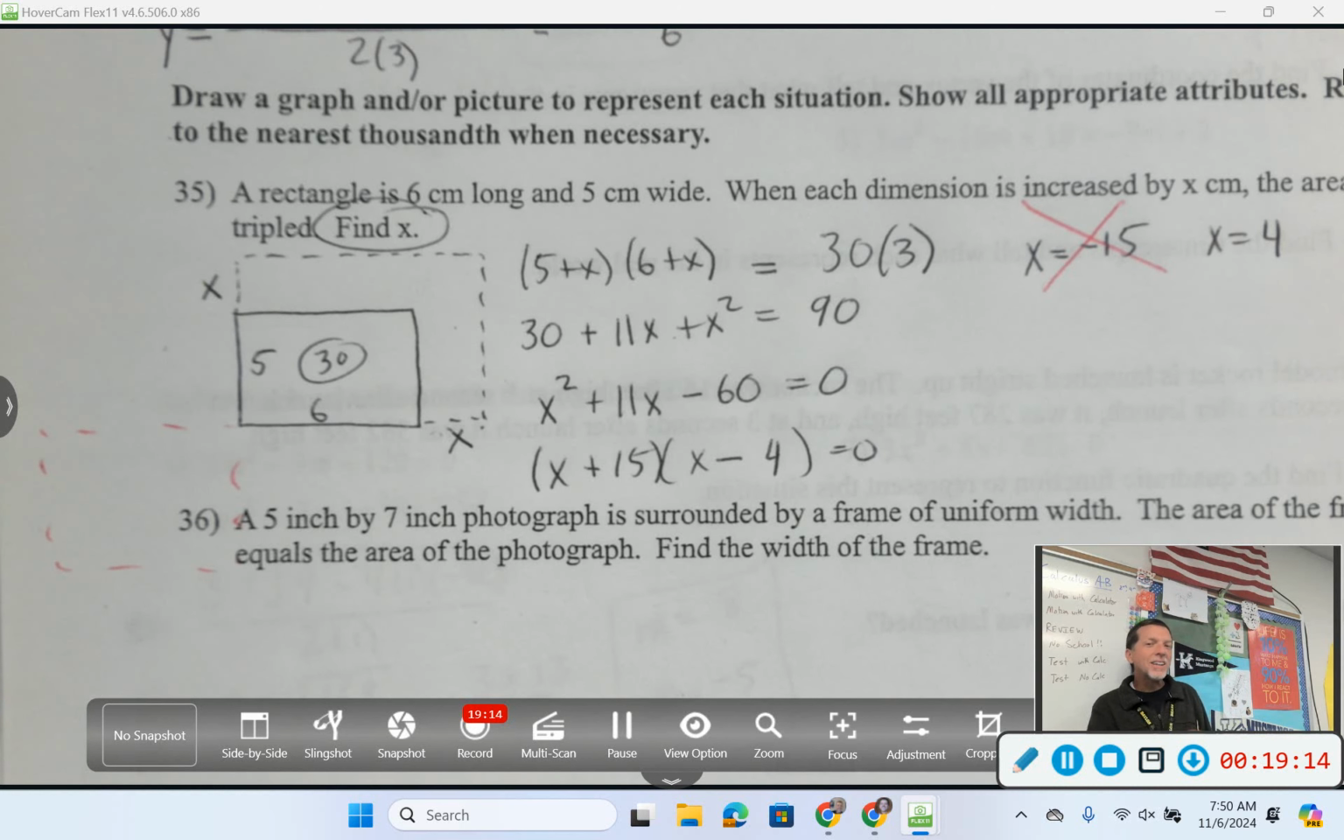So mathematically it would work because you'd have two negative sides. You multiply them, you get a positive number. But in real life, you can't have negative side lengths. So you're right. We got to throw out the negative 15.